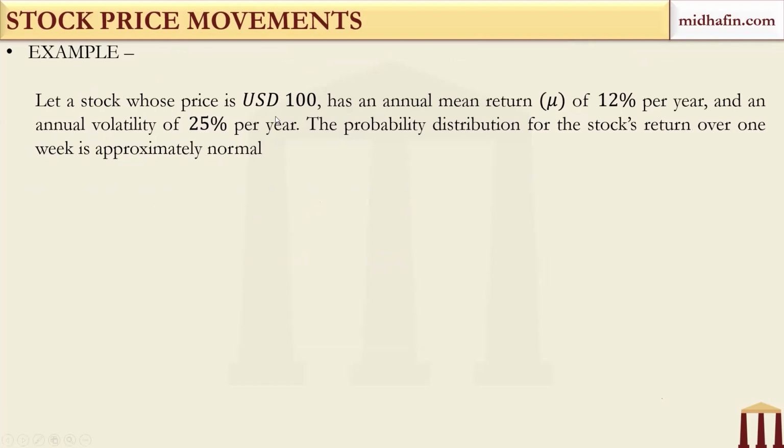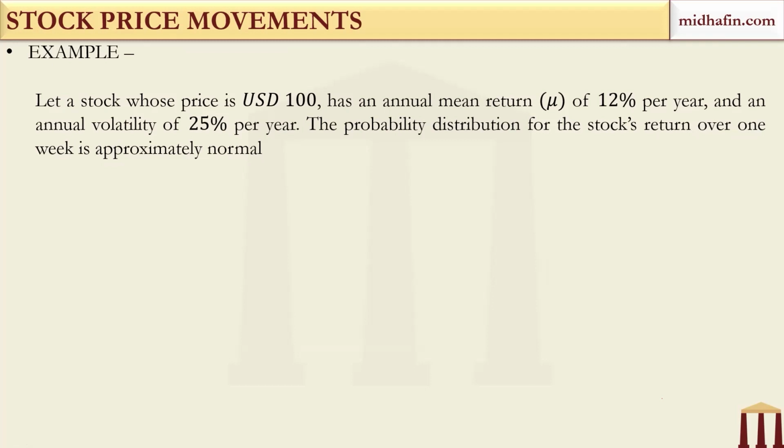Okay. Now, stock price movement example. So here's a simple example of that assumption. Let's say today the stock price is 100, has an annual mean return of 12% per year and the annual volatility of 25% per year. Okay. And the probability distribution for stock return over 1 week is approximately normal. So for me, it is given that delta t is 1 week. Or in other words, in years, if I convert it, delta t equals 1 over 52, because in a year we have 52 weeks roughly.